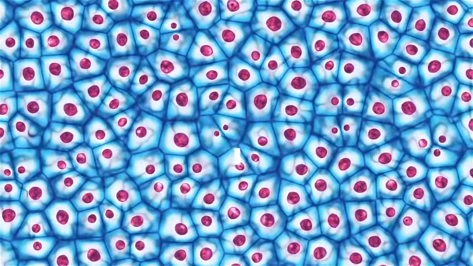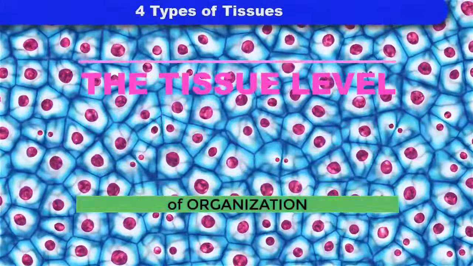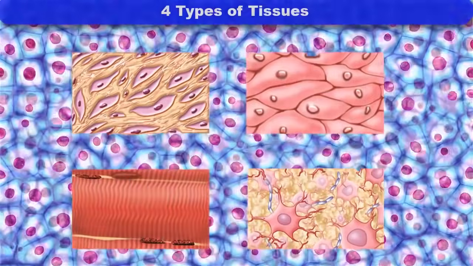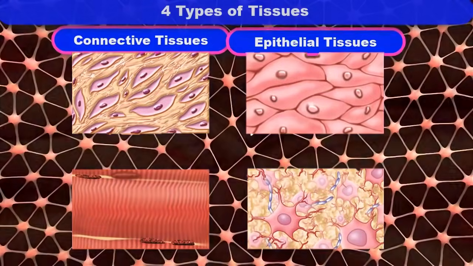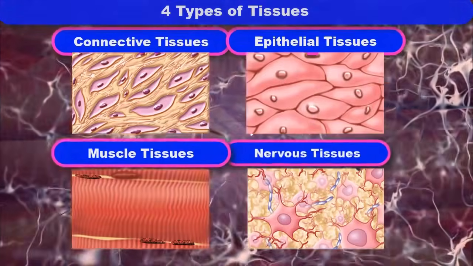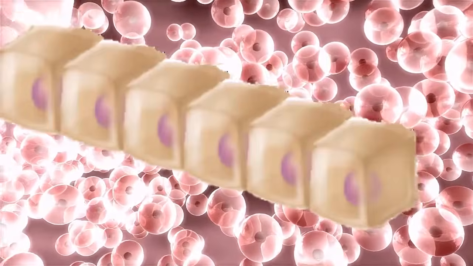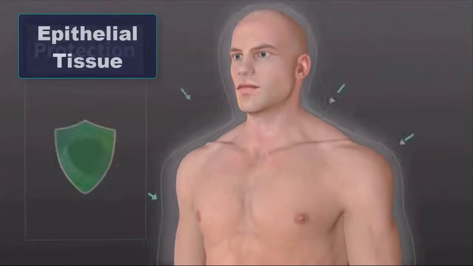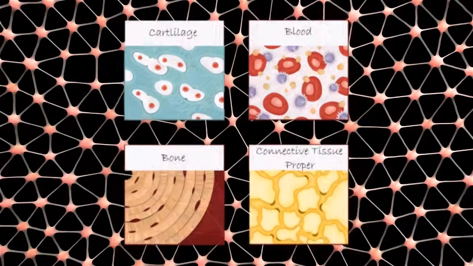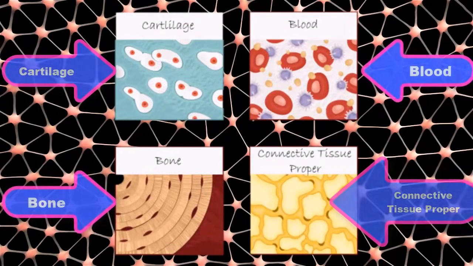This brings us to the tissue level of anatomical organization. There are 4 types of tissues found in the human body: epithelial tissues, connective tissues, muscle tissues, and nervous tissues. Epithelial cells come together to form epithelial tissues. Epithelial tissues form the body's barriers. Connective tissue includes bone, cartilage, blood, and supportive tissues referred to as connective tissue proper.